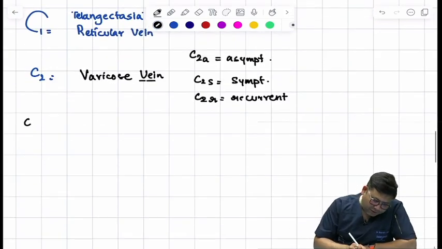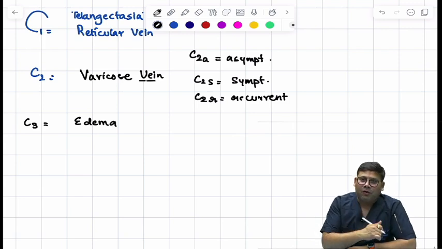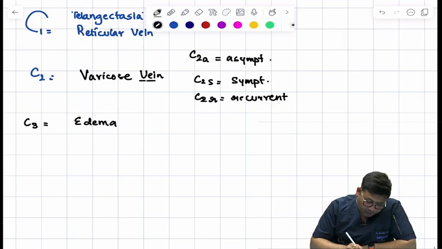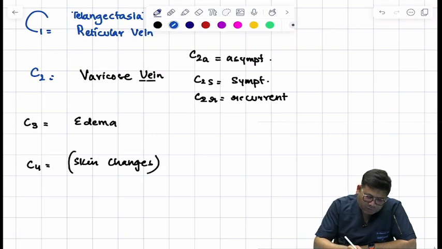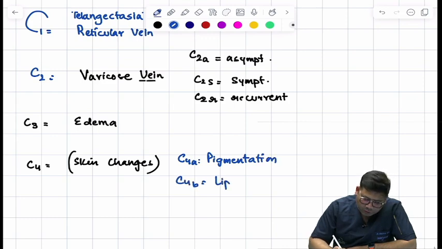Then what is C3, students? C3 stands for edema. In INI-CET 2023, the question was eczema. Remember, all the skin changes are actually included here. So when we talk about skin changes, what do we mean by this? Students, C4A is pigmentation. Then we talk about C4B, this is lipodermatosclerosis.